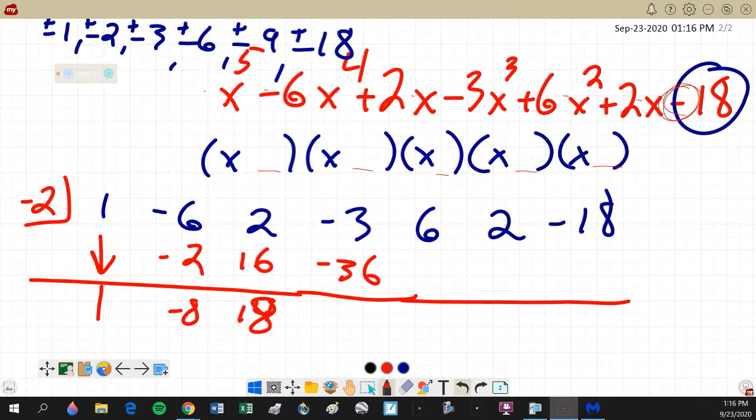Is it even worth finishing? No, this is going to be so far off. The numbers just keep getting bigger and bigger. So negative 2 didn't work. Let's try 2.